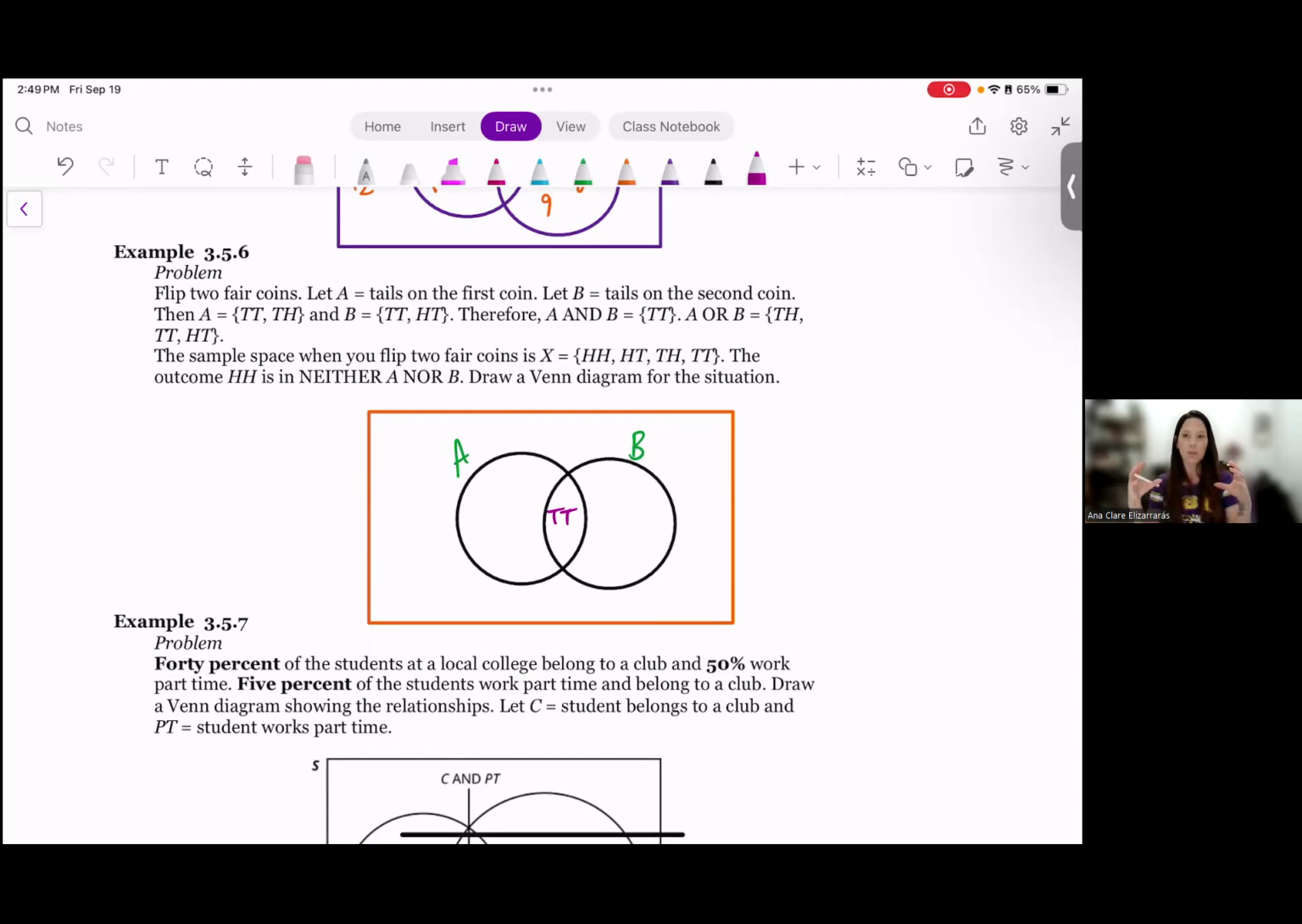Mutually exclusive events don't overlap and don't have anything in common, and they could just be 2 regular circles on their own. Now, or is everything that's in A and everything that's in B, and then you just don't duplicate anything. Well, A was tails, tails, and tails, heads was not in B. B was tails, tails, and heads, tails was not in A. I don't have every single outcome. What about heads, heads? That goes here. That's the complement of A or B. So now I have all of the 4 outcomes possible in my Venn diagram.